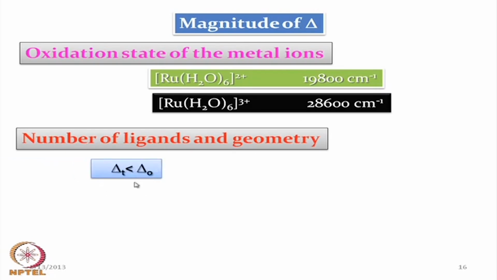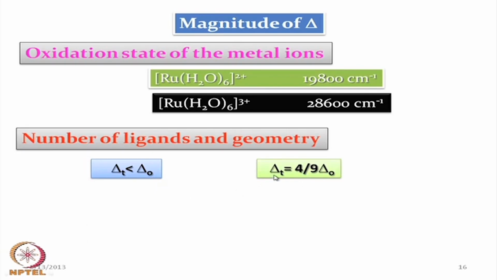As we have already seen, since more ligands are present for octahedral geometry, delta O is always greater than delta T, which is for the tetrahedral geometry with fewer ligands, that means 4 ligands compared to 6 ligands.